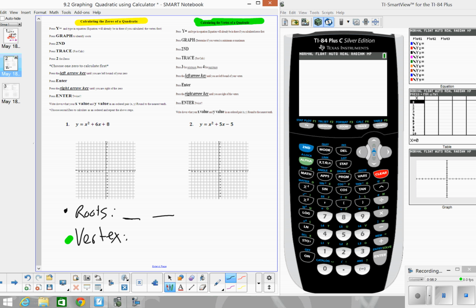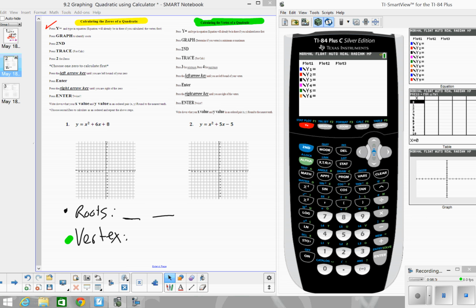Okay, clear screen. Now, if you look at my first set of directions, my first direction is to press the Y equals button. If I press the Y equals button, it's this upper left button right there. I'm going to have a screen that looks like that. Now it says to type in your equation. So my equation is right here.